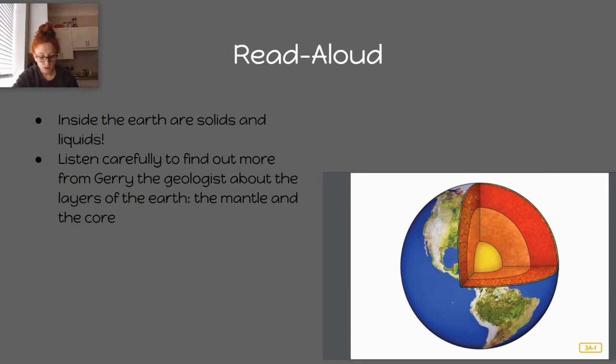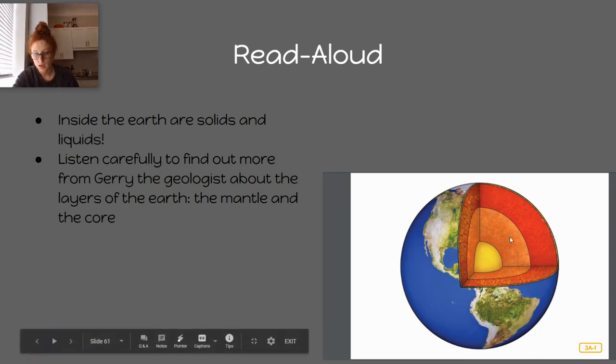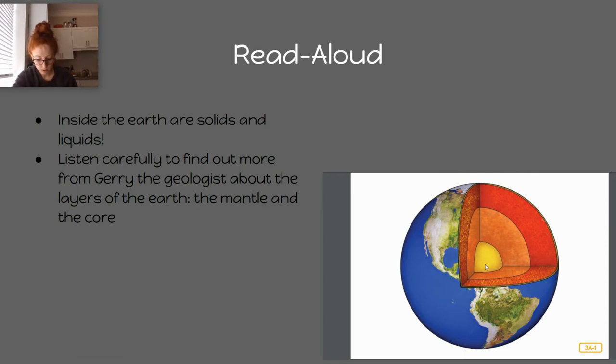The mantle surrounds the core, or the center of the earth. So remember, this was our mantle, that's most of the earth, and then inside of the mantle is the core. The inner core, so this yellow part, is a solid metal ball. The outer core is also metal, but it is not solid. It is made up of melted or molten metal.